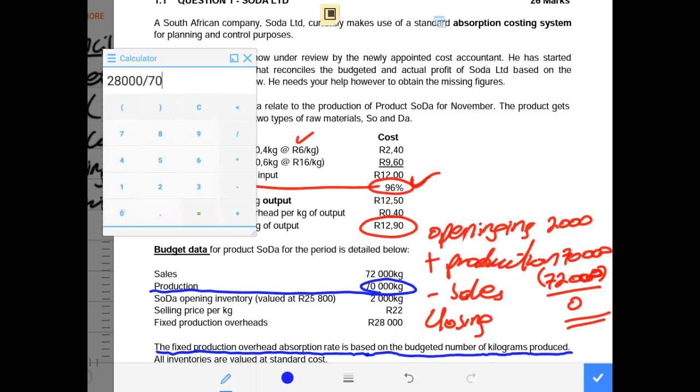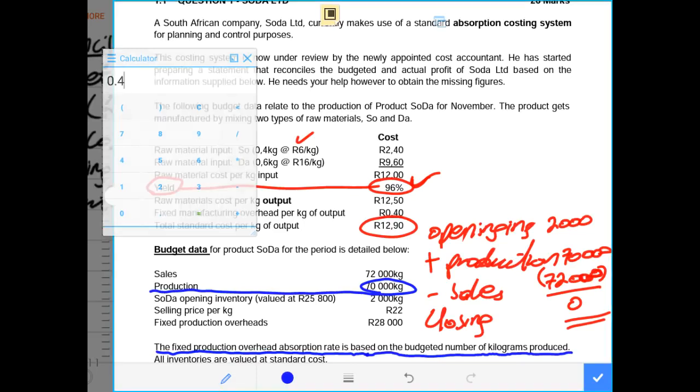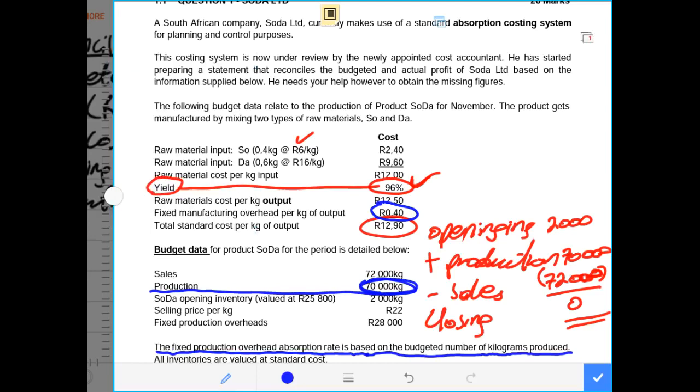Divide this by 70,000 rands. This was exactly 0.40. So this 0.40 was calculated based on this production of 70,000. That is why they had that 40 cents. It exactly came from the production units of 70,000.